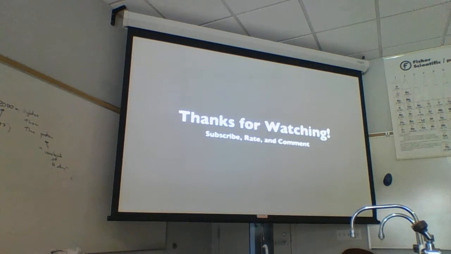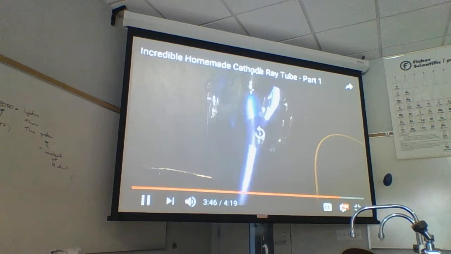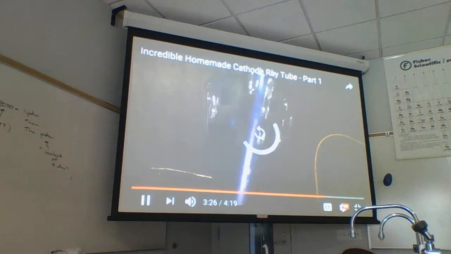Now, I told you earlier in the video that this is going to be split into two parts. The second part is going to go over the more technical aspects, describing why the beam splits and why it switches directions, if you're interested in that. I'll be using slow motion to analyze the cathode ray tube, and I'll show you in that video the beam function of the beam tube.